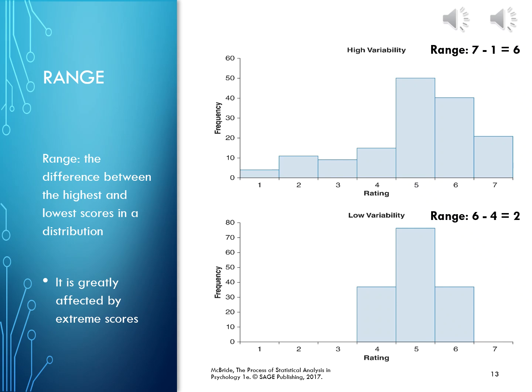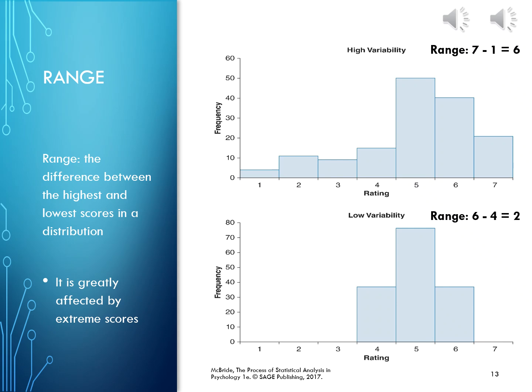So in this top distribution, the highest score on a scale of 1 to 7 is a 7, and the lowest score is a 1, so you just do 7 minus 1, which gives you a range of 6. On the bottom distribution, the scores are much more grouped together, and the highest score was a 6 out of 7, and the lowest score was a 4, so you take 6 minus 4, and the range is 2. So a range of 2 means there's less variability in those scores than a range of 6, and that makes sense because those scores are more bunched up closer to 4, 5, and 6 on the bottom distribution.